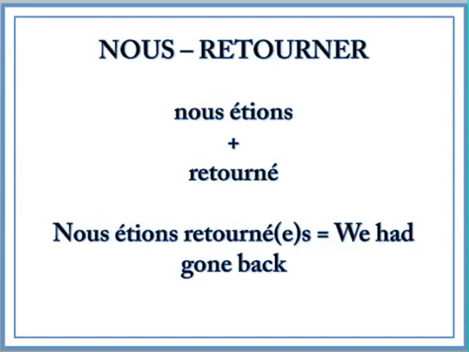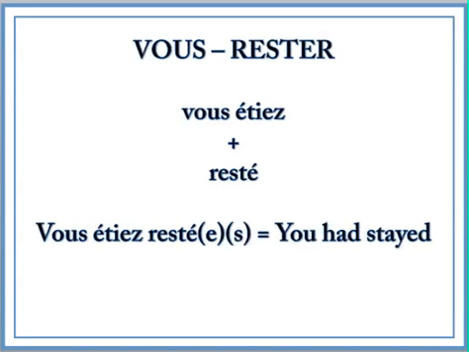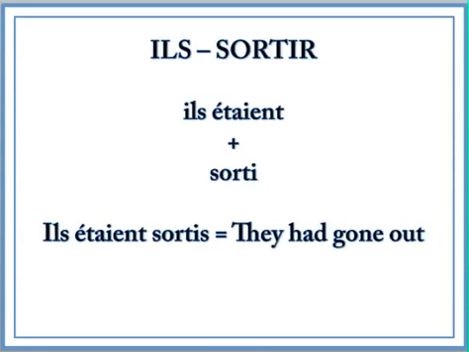Nous, with the infinitive retourner, nous étions retournés, we had gone back. Vous, with the verb rester, vous étiez restés, you had stayed or you had remained, right? And finally, ils, with the verb sortir, they had gone out. Ils étaient sortis.